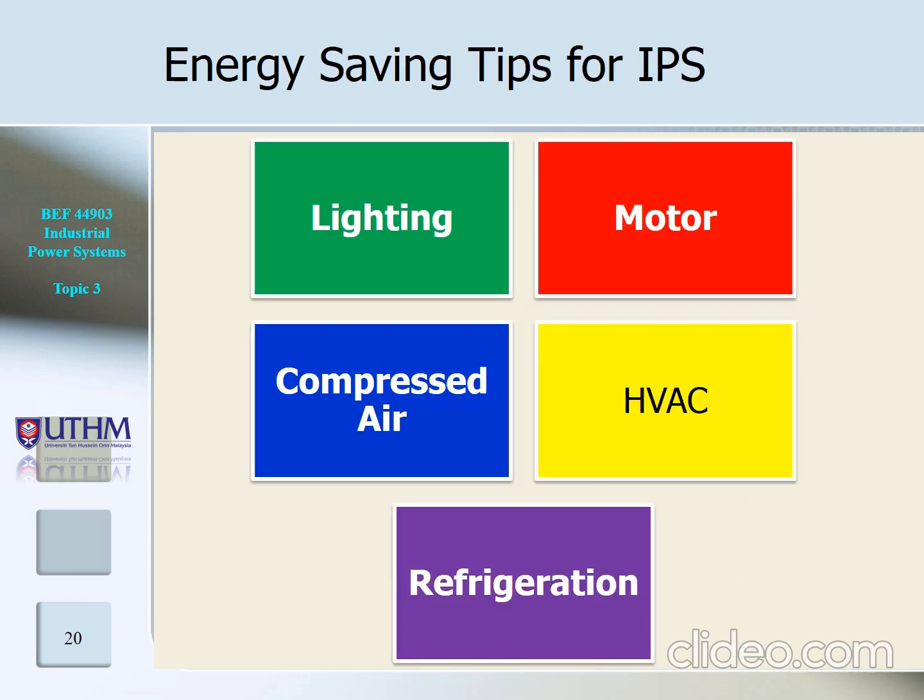Next we go to energy saving tips for IPS. For energy saving, we just consider 5 items here: the first one is lighting, then motor, compressed air, HVAC, and refrigeration. This is the load that will be used for industrial.